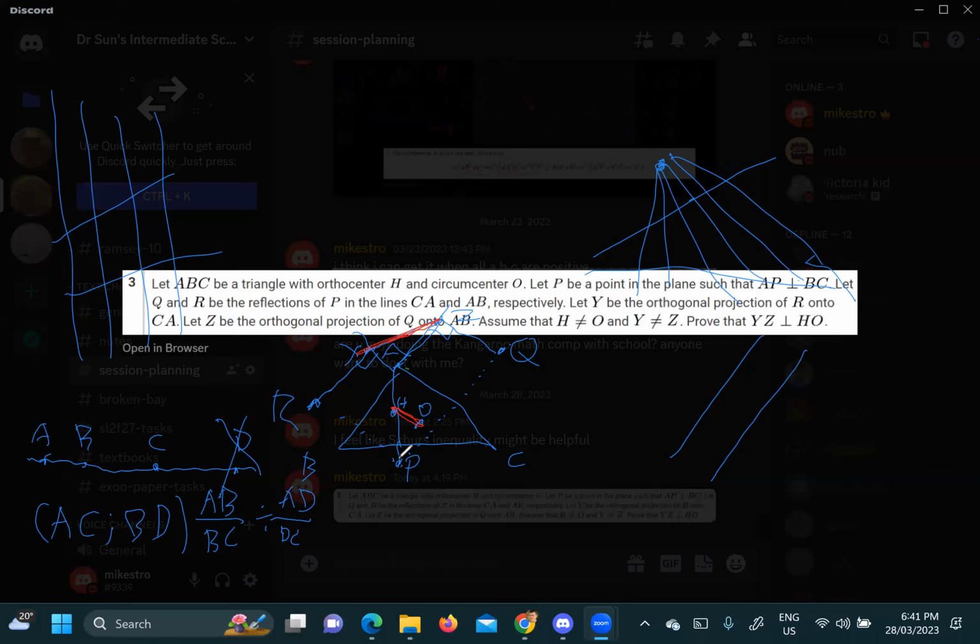Then you pick P as something else. What if I picked it on BC? Oh yeah, you could do that. And then you prove it again. And then you pick another point. I guess the naive way is to pick the reflection of H across BC, over here. So if you prove it's true for 3 points, then you can pick any fourth point whatsoever.